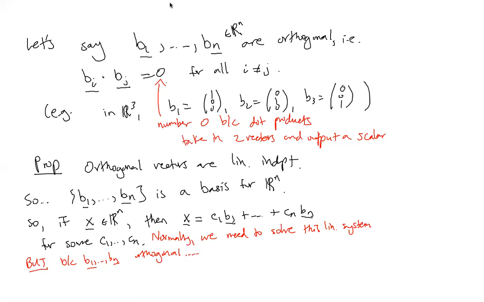Okay, so I'm going to erase this board. So how do we solve for these coefficients? That's the question. Let's see. I'm going to just write that again here: X equals C1 B1 plus C2 B2 plus Cn Bn.